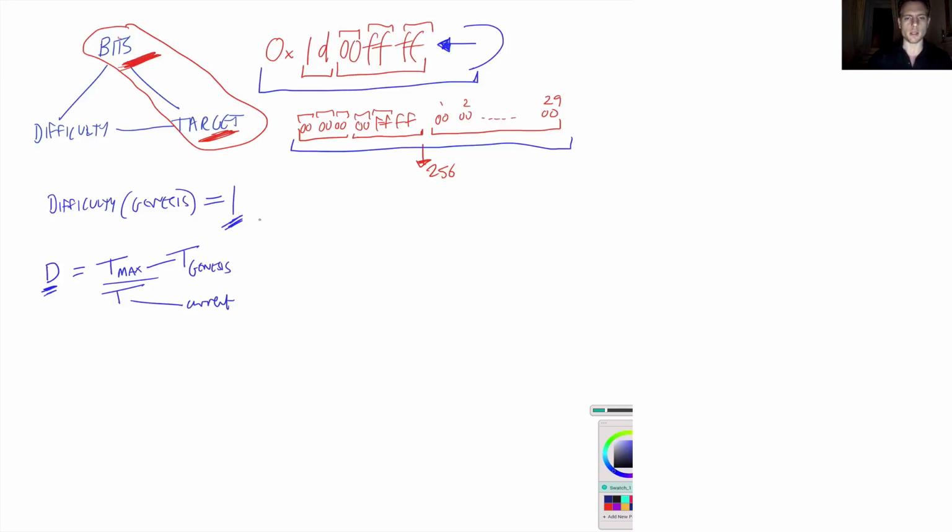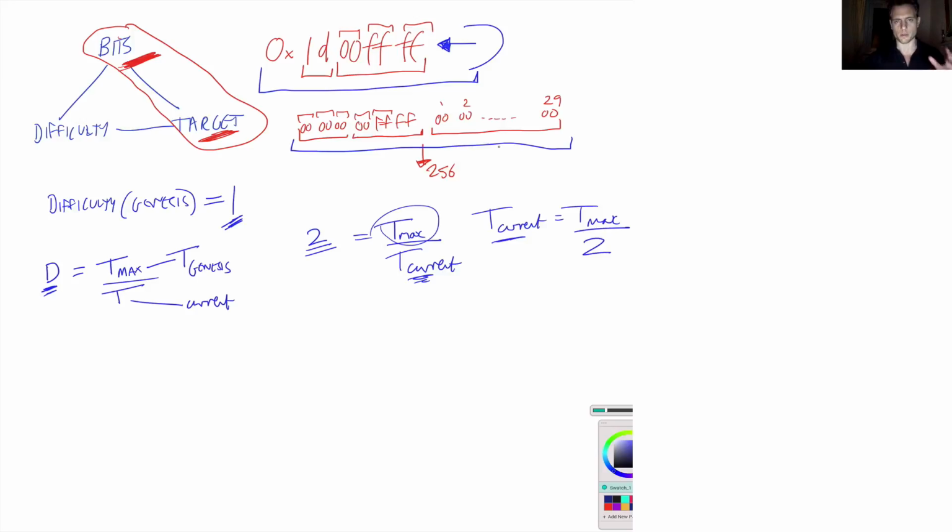So basically, if at any given time we see a block that has a difficulty of 2, the number 2, what that means is that T max divided by the current target equals 2. Which effectively means that the current target is half. Let's write it out: T current equals T max divided by 2. In other words, the actual hash number that we have to produce a block hash that's less than or equal to is half what it was set to right at the beginning in the genesis block.